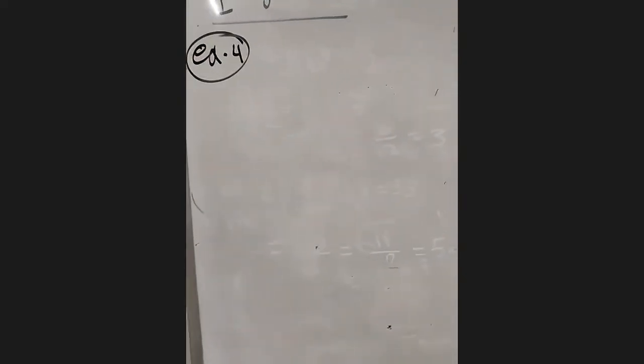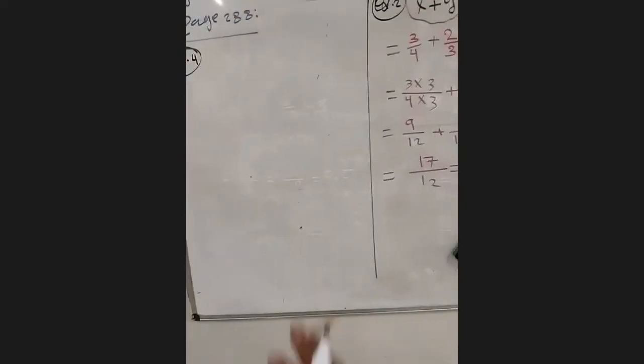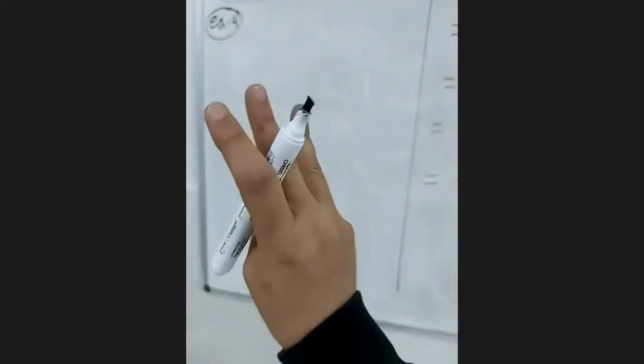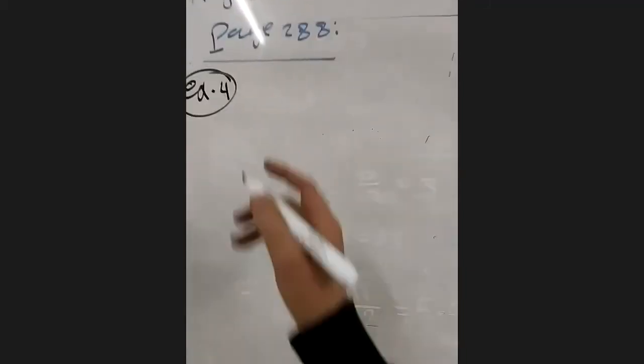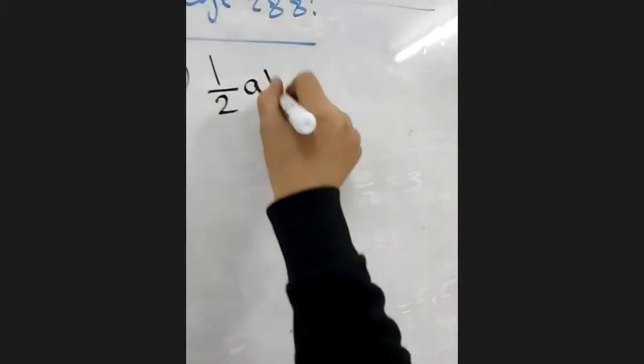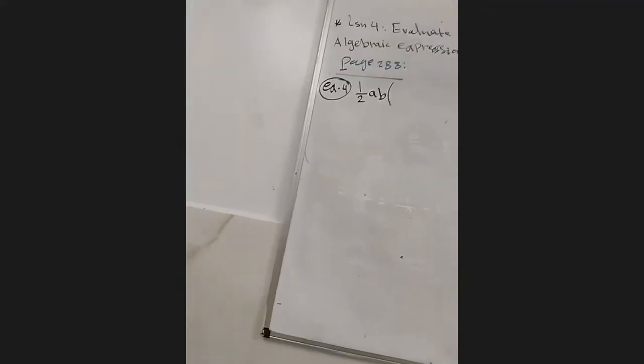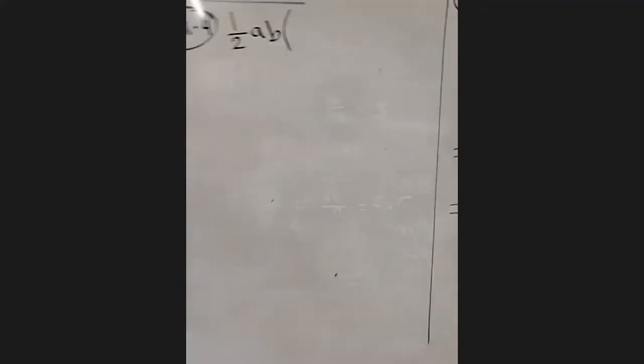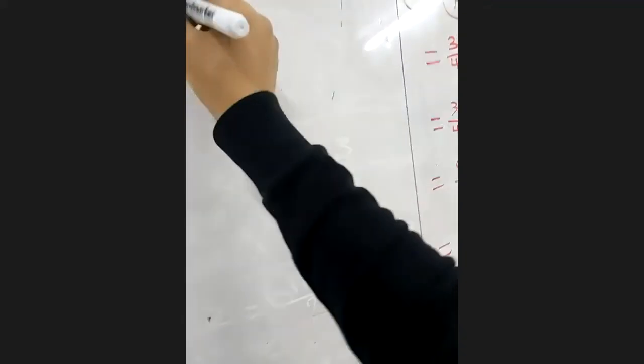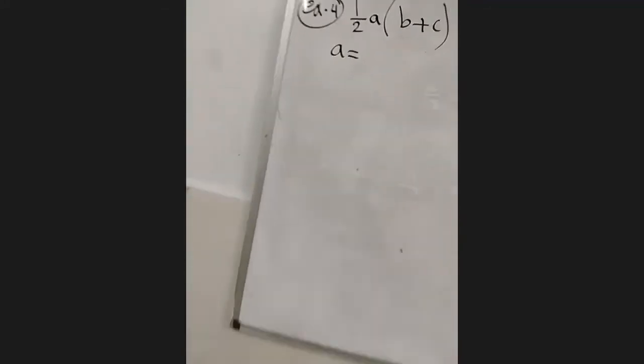Go, Moaz, read example 4 quickly. Wait guys, all of you go with your friend to example 4. I have only 3 minutes now, so I will do it quickly, so focus with me. The expression 1 over 2a times b plus c can be used to find the area of the trapezoid. What is the area of the trapezoid when a equal 9 and b equal 12 and c equal 7?